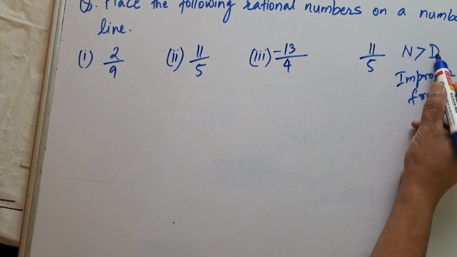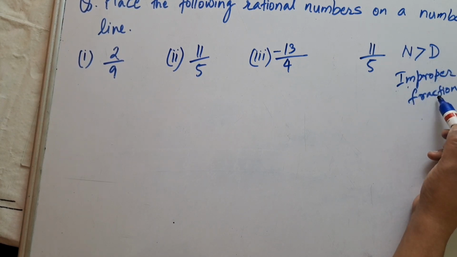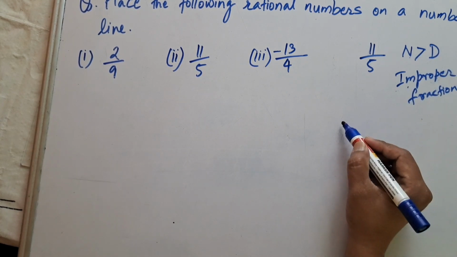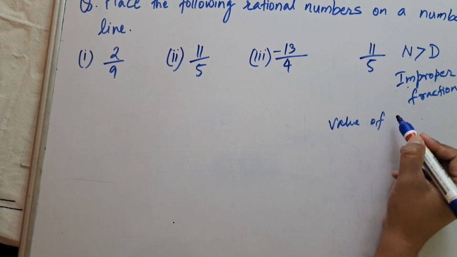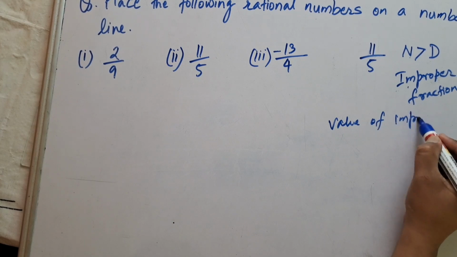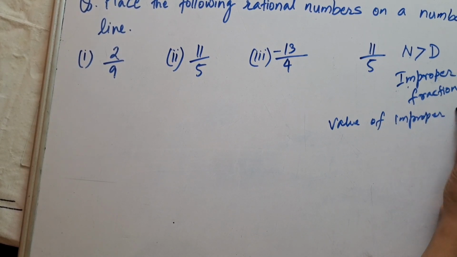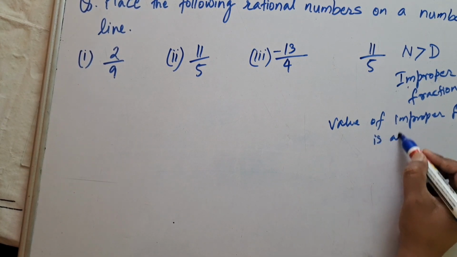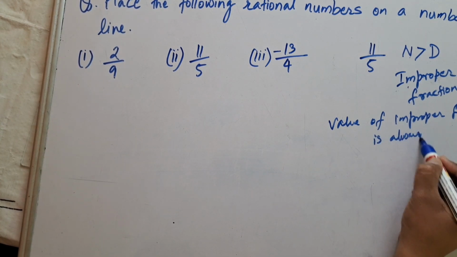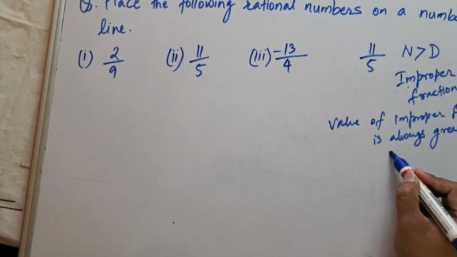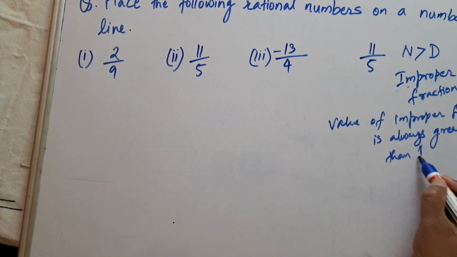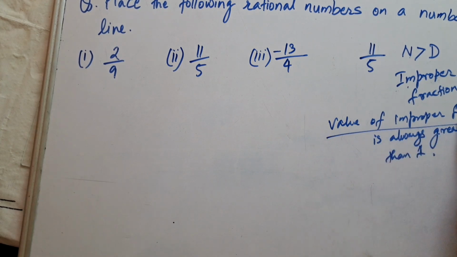If the numerator is greater than the denominator, we call it an improper fraction. And the value of an improper fraction is always greater than 1. We should keep in mind that the value of an improper fraction is always greater than 1.